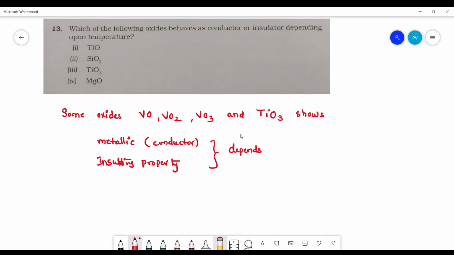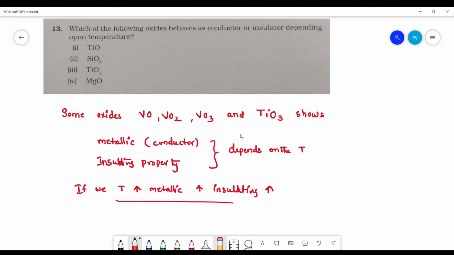It means if we increase the temperature, metallic nature increases, and if we still increase the temperature, again insulating nature is increasing. So it depends on the temperature. So the answer is titanium oxide, TiO3.